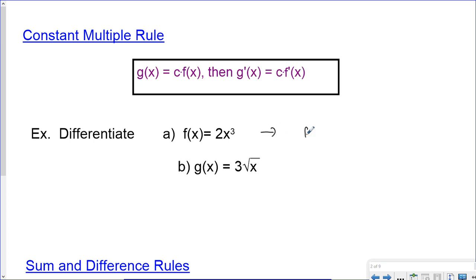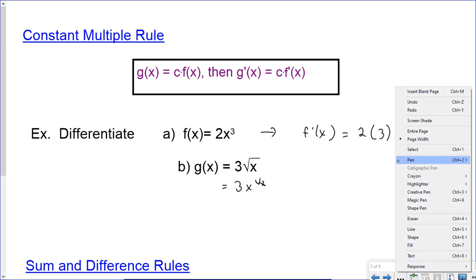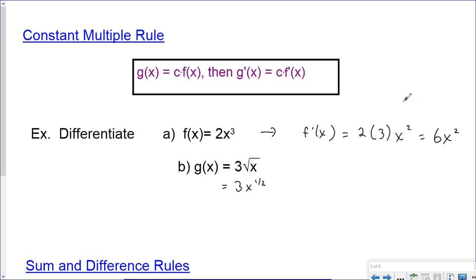Okay, so in this case, f prime at x would be 3 times 2, and then x squared, right? And I know that to be 6x squared. This one sometimes pays to write as a power rather than a square root. And I can say g prime at x.